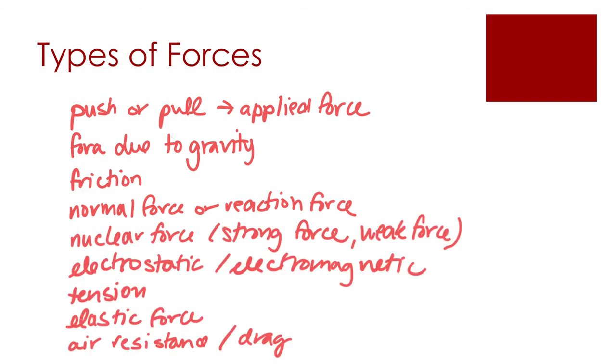Here are a few more. Nuclear force, which could be the strong force or weak force. We'll talk more about that in topic 7. The electrostatic force between charges, or the more general phrase of electromagnetic forces, which also obviously includes magnetism. Tension in a string, elastic force in a rubber band, air resistance, sometimes called drag. There's lots of other different types of forces, and we could be using any one of these in our force diagrams.